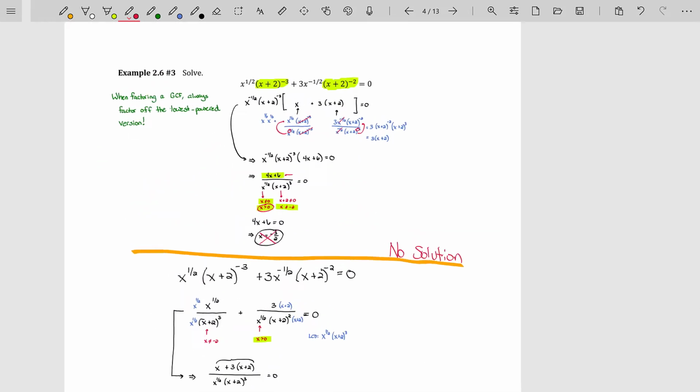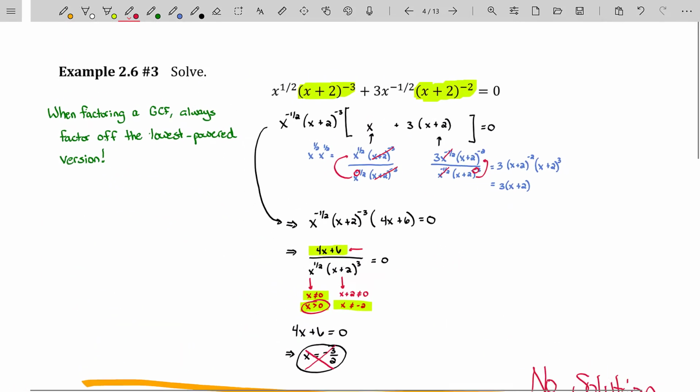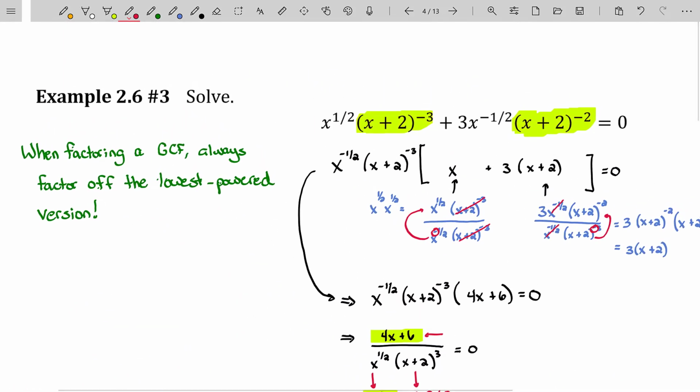So that's a very brief review of solving equations involving rational exponents. You will see these styles of equations and expressions involving negative rational exponents and rational exponents in general as you move towards calculus. And within calculus, you see them quite a bit.